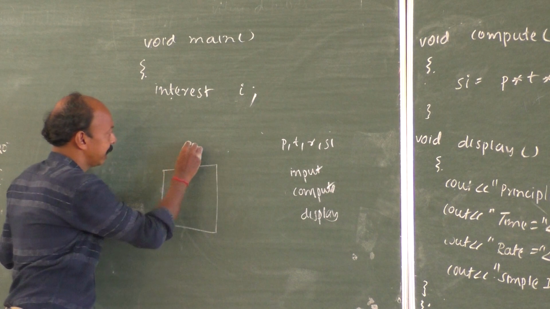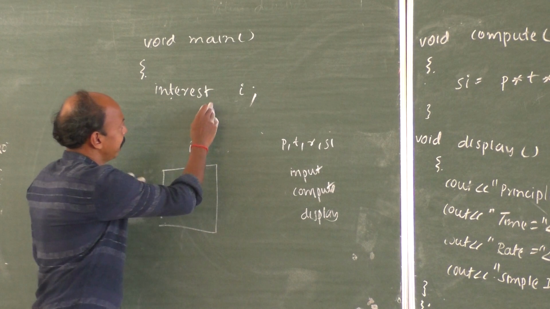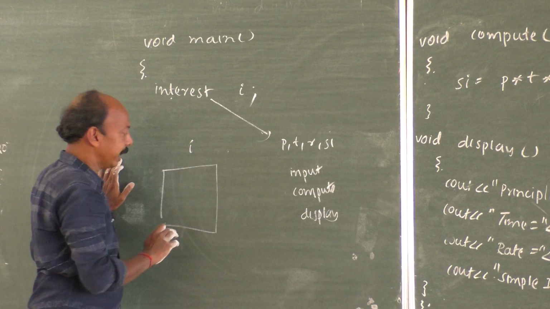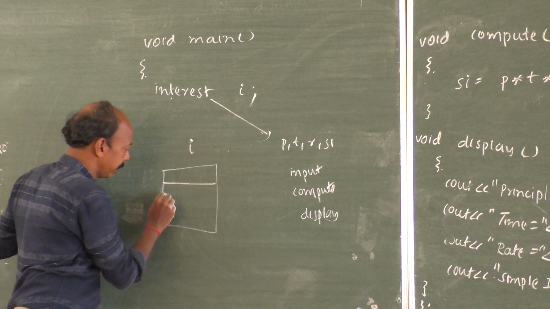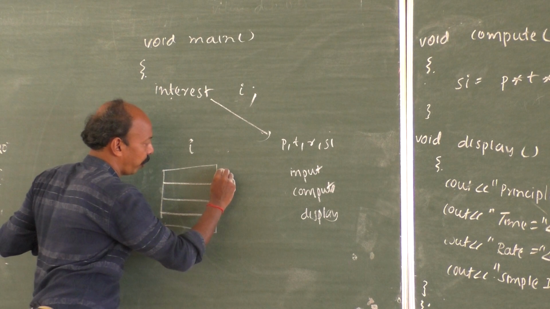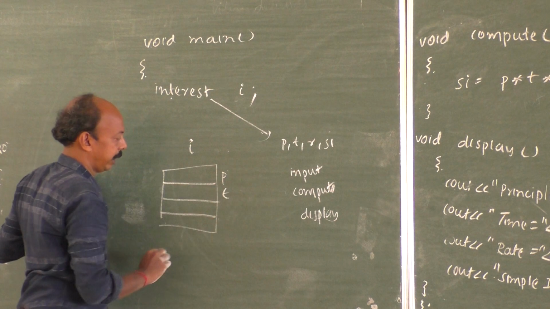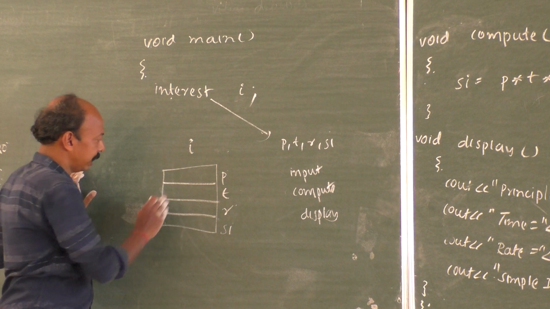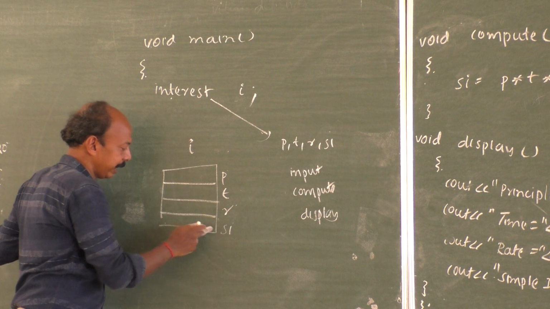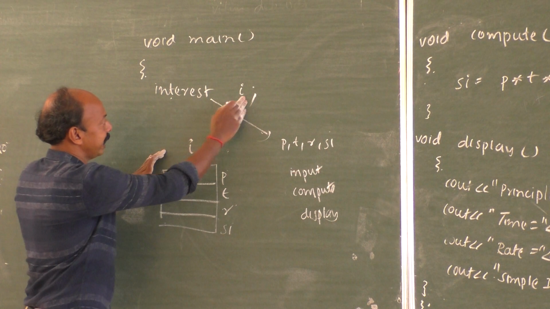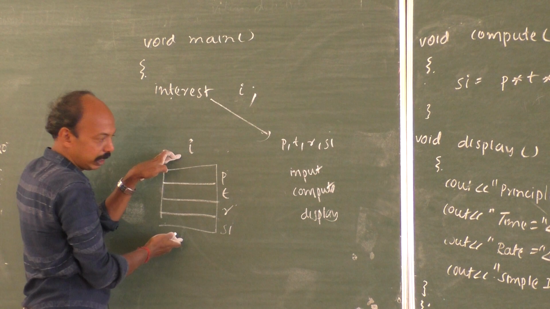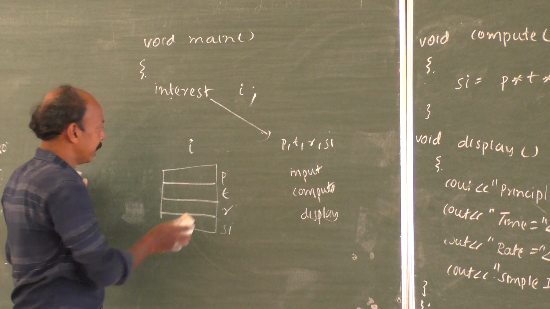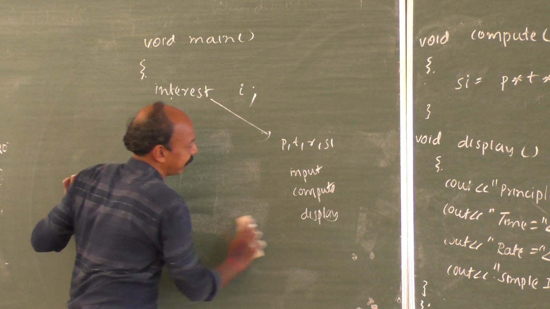Let's think that this is I. This class, what does it have? It has the variables P, T, R, and SI. Immediately this object I will be having the spaces for P, T, R, and SI. Of course, only the reservation in the memory will be done. The values are not inputted, values will be inputted later, and here this will be calculated later. But for the time being, as soon as we create the object I for the class interest, it will reserve the space for these variables. Once it's done, then we have to call those functions. Let's see the example now, and we shall discuss that later on.